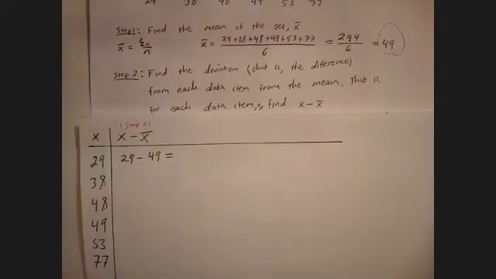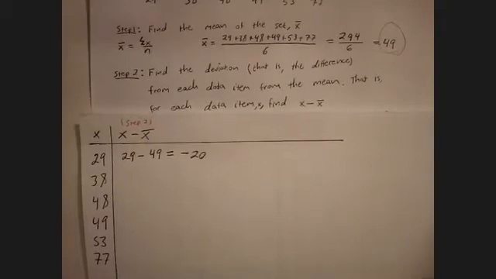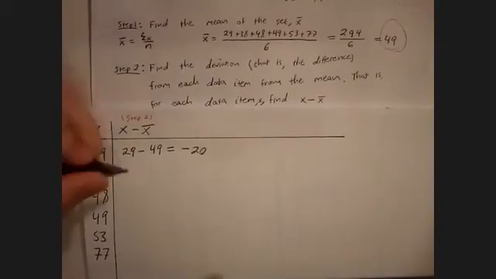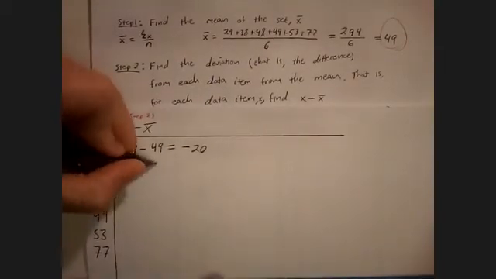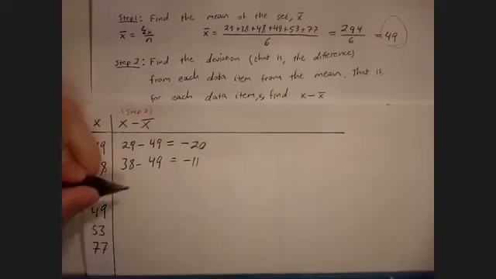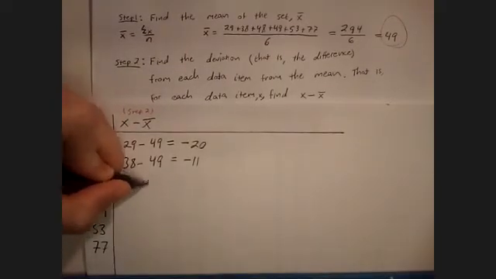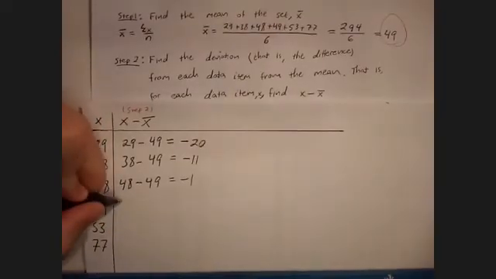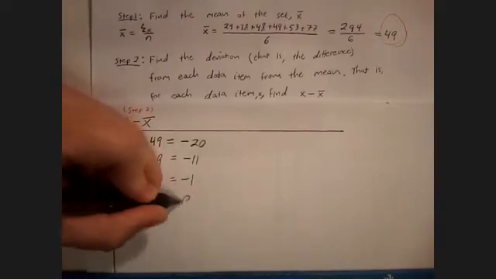Now, if the number is less than the mean, like 29, I'm going to get a minus number, a negative number, okay? I'm okay with that. I am perfectly fine with that. If the number is bigger than the mean, like 53, we'll get a positive number when we do this. All right, 38 minus 49 is negative 11. 48 minus 49 is minus 1. 49 minus itself, well, that makes sense that it's 0.